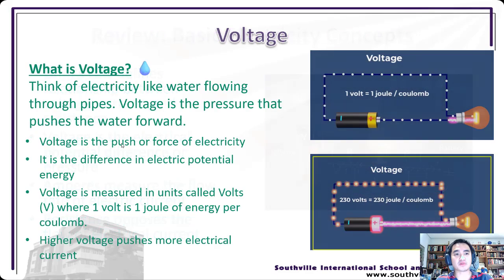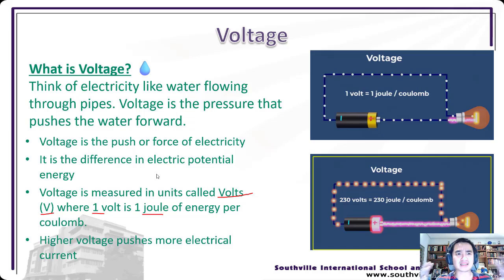So first, let's start with voltage. Think of electricity just like water in your pipes, okay? So voltage is the pressure that pushes the water or the electricity forward. Think of voltage as the push or force of electricity. It is the difference in electrical potential energy, and we measure voltage in volts, V, where 1 volt is 1 joule of energy per coulomb.